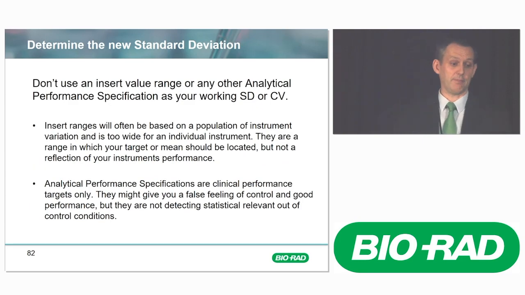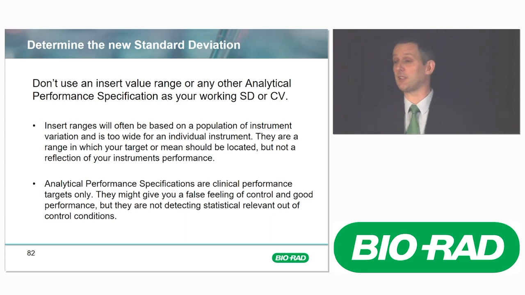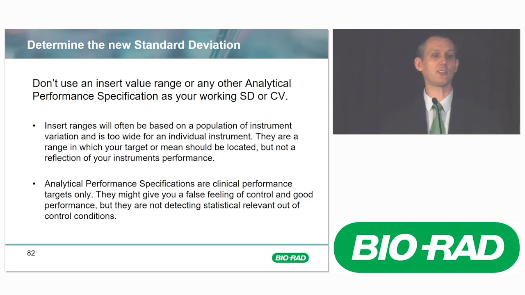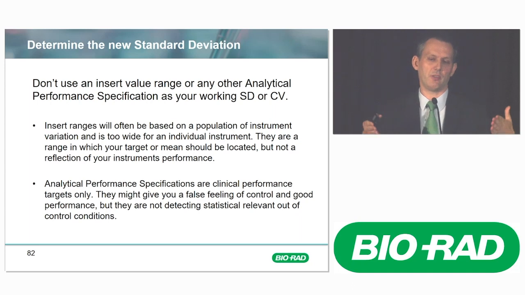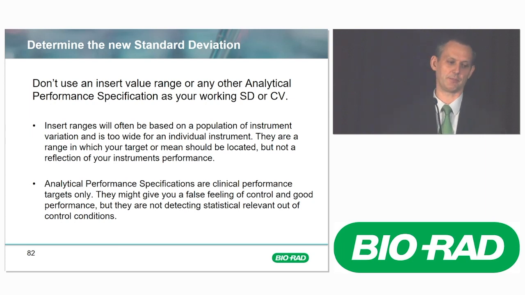Don't use insert ranges. Don't use analytical performance specifications. Don't use peer groups. All these targets are there to help you, but they are not there as your standard deviation target. So insert ranges are often a target from us to give you, your mean should fall within that established range. That range is not there for you to take the difference between the mean and the upper limit, divide it by 2, put that in as a standard deviation, and we're off. That is not how it works. You have to establish your own standard deviation and your own variation of your instrument.